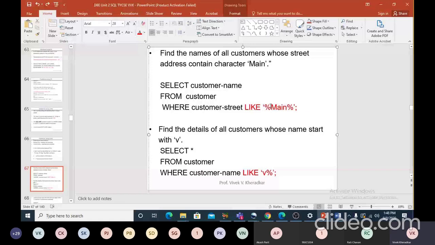Next, one more query based on this. Find the details of all customers whose name starts with V. Obviously you want all the customer details, so SELECT star FROM customer. And what is the condition? WHERE customer name LIKE. And what is the pattern for this requirement? It starts with V, meaning the first character is V, and after that any characters are allowed, so percentage. So the pattern is V percentage. This query will return all customers whose name starts with V.